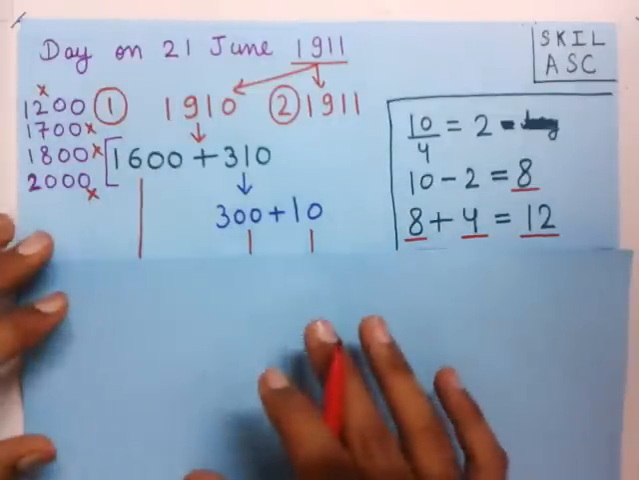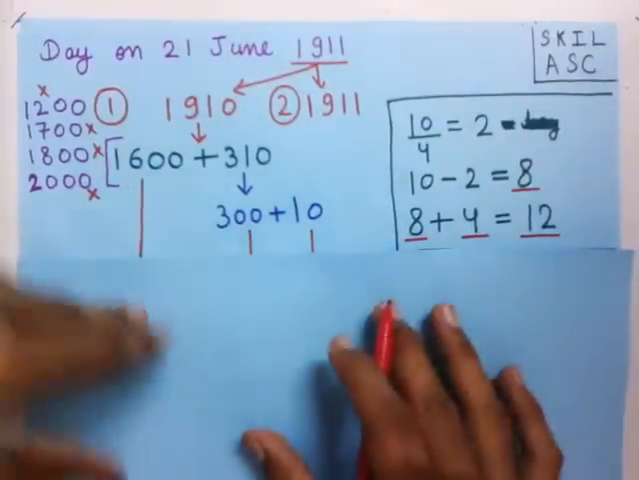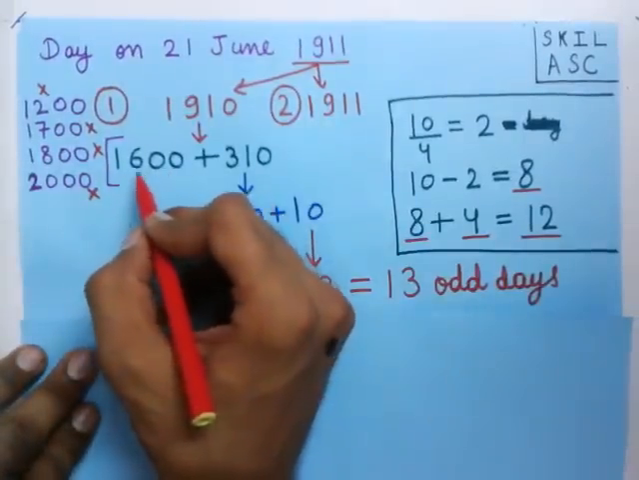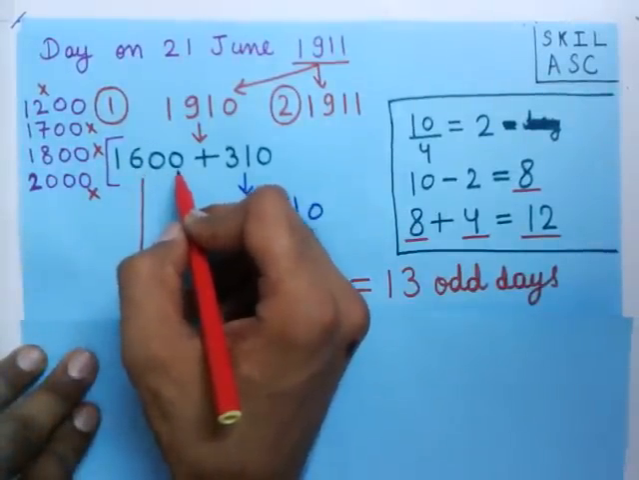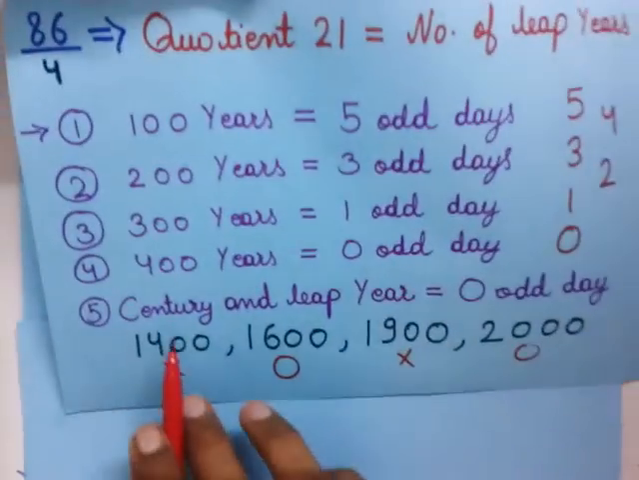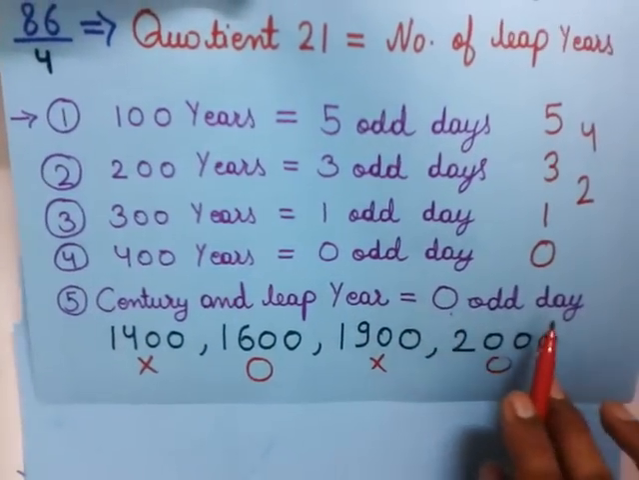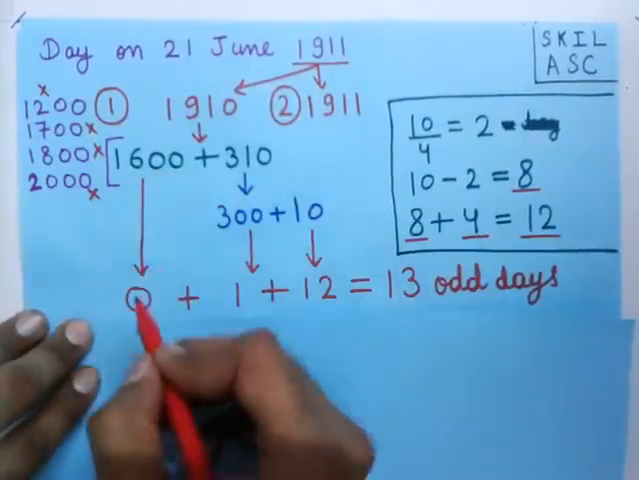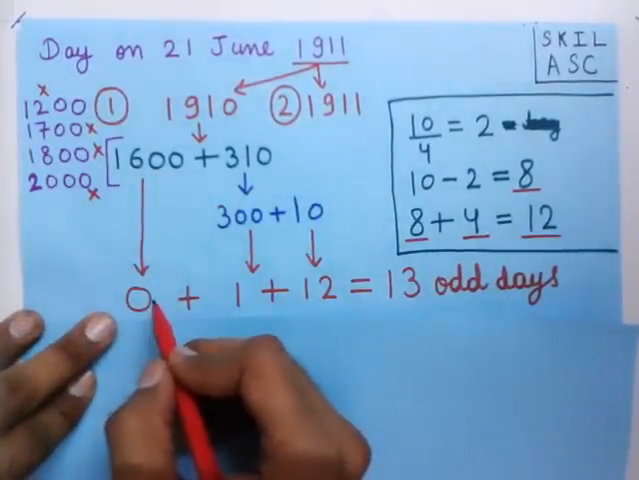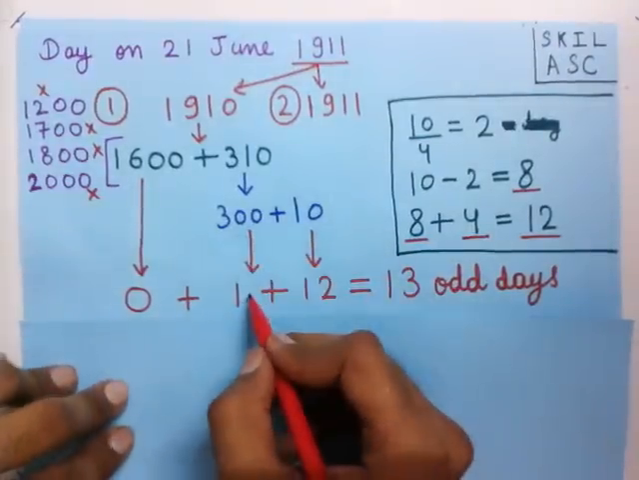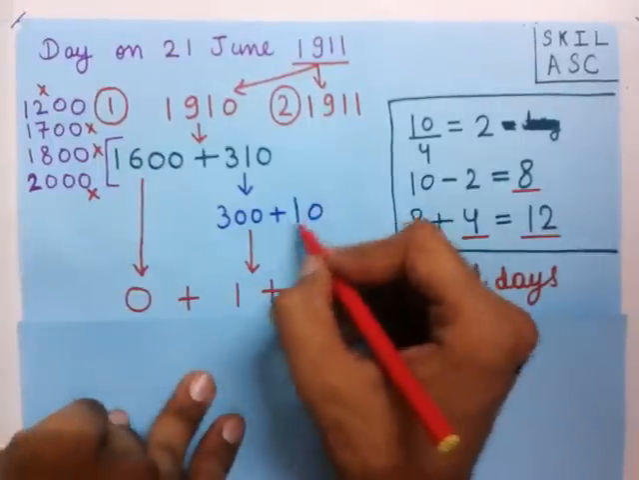Now we have got all the years. Now we will write the number of odd days for these years. As we know this is a century and it is a leap year, so it will have 0 odd days. You see, if a century is a leap year, it will have 0 odd days. So this is a century which is a leap year, so it will have 0 odd days. And we also know that 300 years have 1 odd day. So these 300 years will have one odd day. Now we have 10 years.